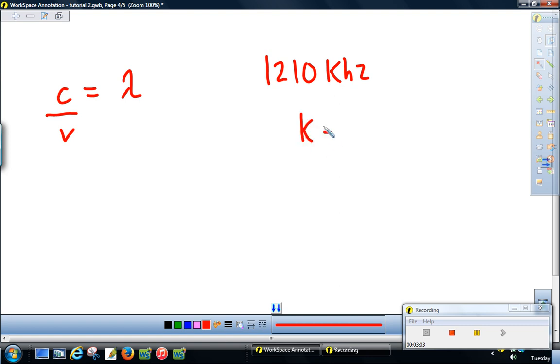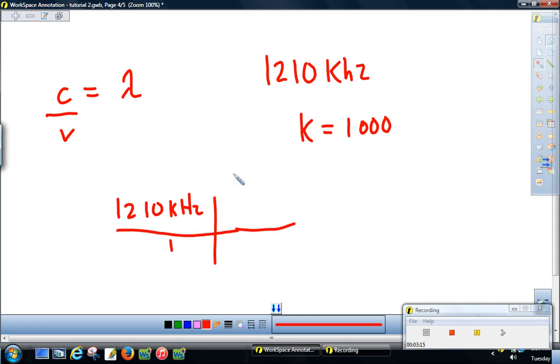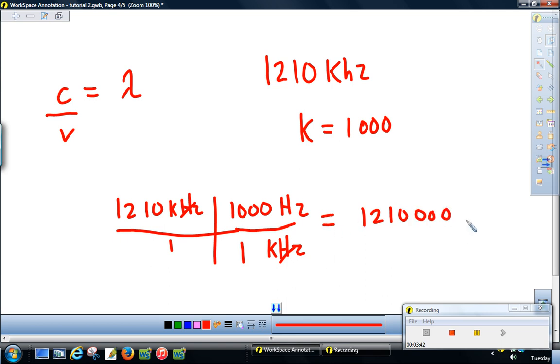Remember, kilo is equal to 1,000. So 1210 kilohertz. We set it up with dimensional analysis. We have that kilohertz on the bottom. 1 kilohertz, one of our bigger units, is equal to 1,000 of our smaller units, since we have the prefix kilo. And so we get 1210 times 1,000, which is 3 zeros added onto the end. So 1,210,000 hertz.